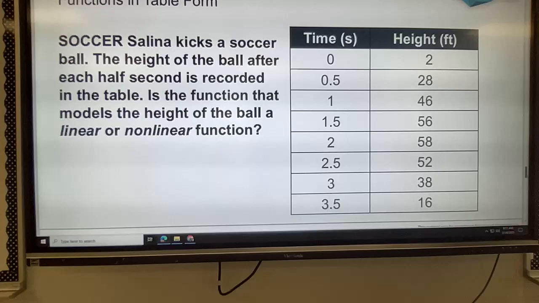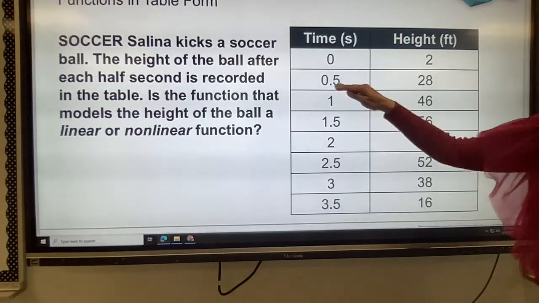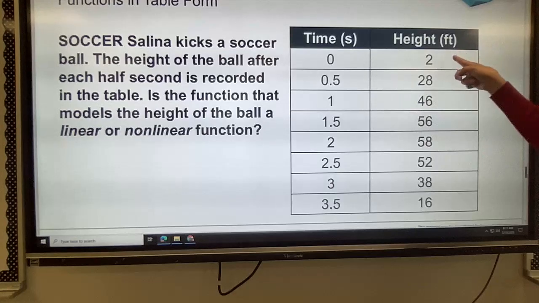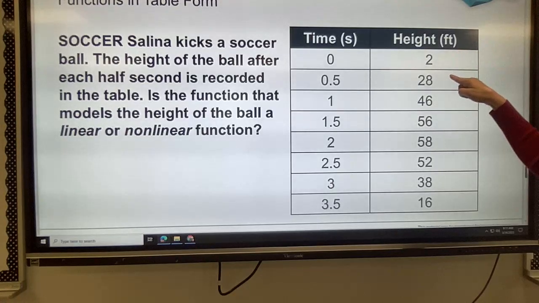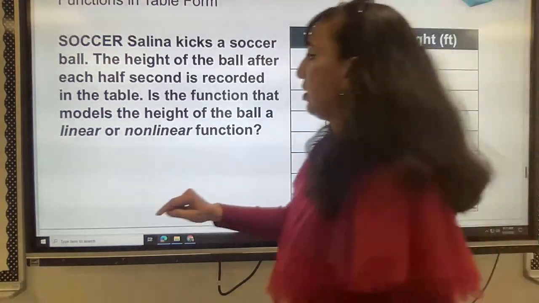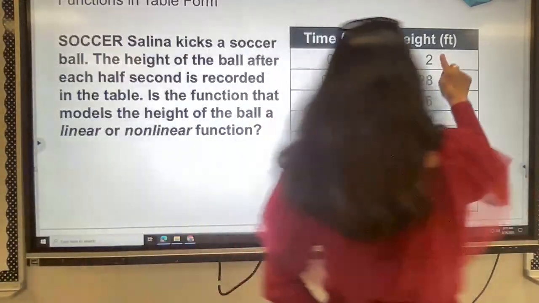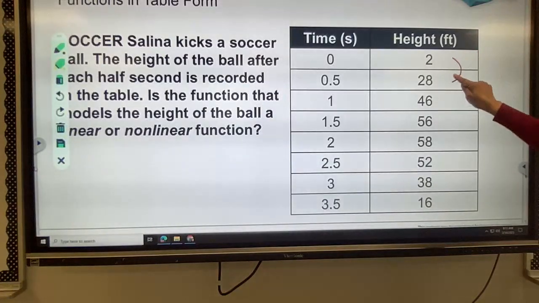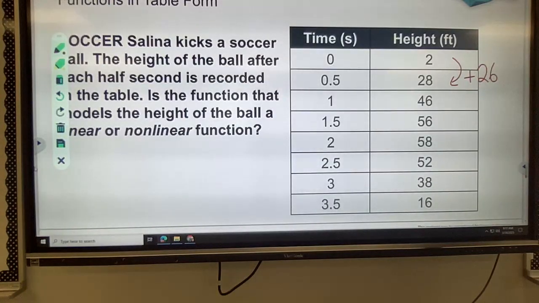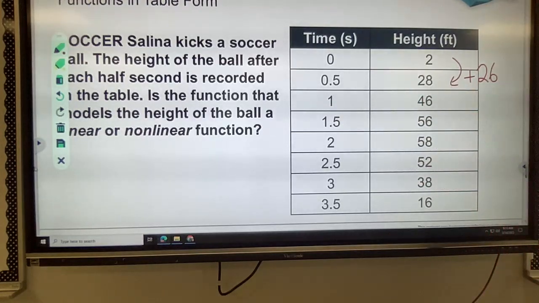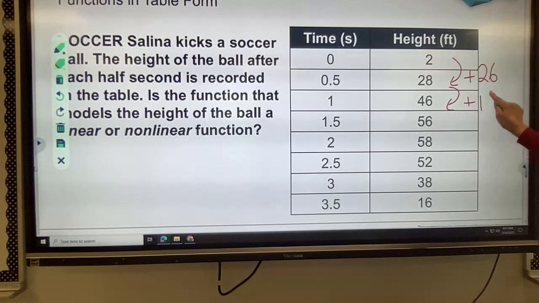And during the first half, the ball goes from a height of 2 feet to a height of 28 feet. So this is an increase of how much? If it's going from 2 to 28, this has increased by 26 feet. Right? During the second half second interval, the ball is going, so over here, where is it going? From 28 to 46. And this is an increase of how much? This is plus 18.